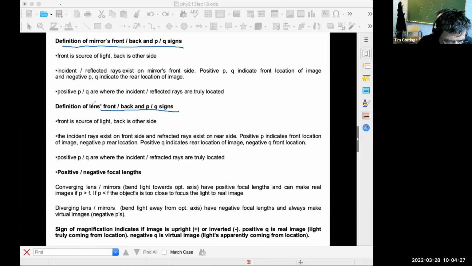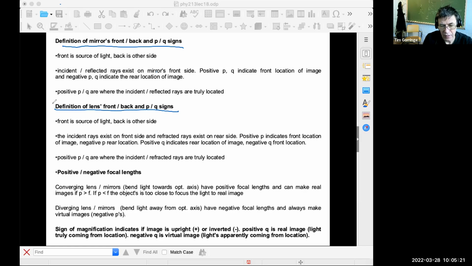Okay, let's discuss now the meaning of positive and negative object and image distances for the lens. Again, what do we mean by the front of the lens and the back of the lens? The front of the lens is where the light originates from, and the back of the lens is where the light is going to. So the front is where the incident rays are, and the back is where the refracted rays are. And where those two types of rays live guides us in the meaning of positive or negative object and image distances. The object distance is positive if it's on the side where the incident rays are, so that's the front of the lens.